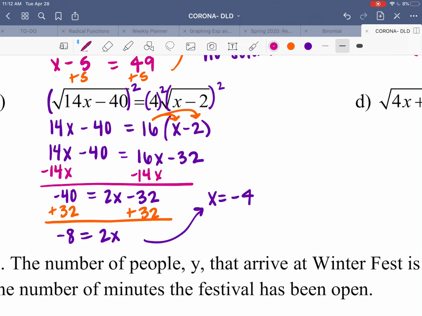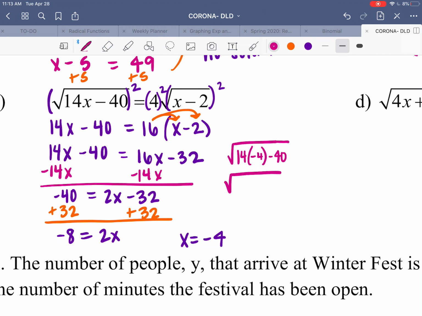So let me rewrite it. If I take negative 4 and plug it in here, okay, I'm going to get 14 times negative 4, negative 56 plus, so we're going to get the square root of negative 96.